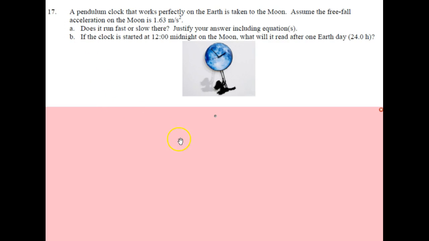Lastly, number 17, we have a pendulum clock that works perfectly on the Earth and is taken to the moon. Assume free fall acceleration on the moon is 1.63 meters per second squared. A, does it run fast or slow there? Justify your answer. And B, the clock started at midnight on the moon. What will it read after 1 Earth day, which is, of course, 24 hours?